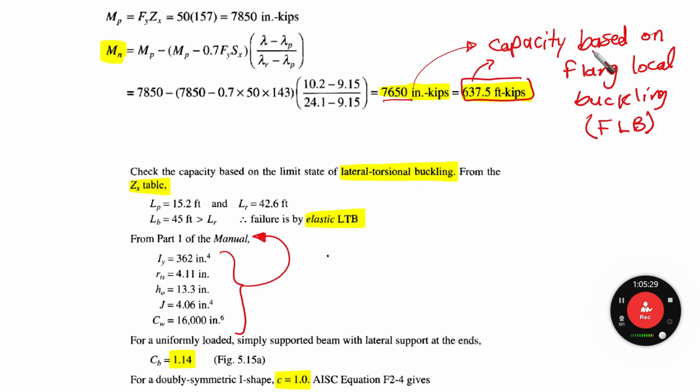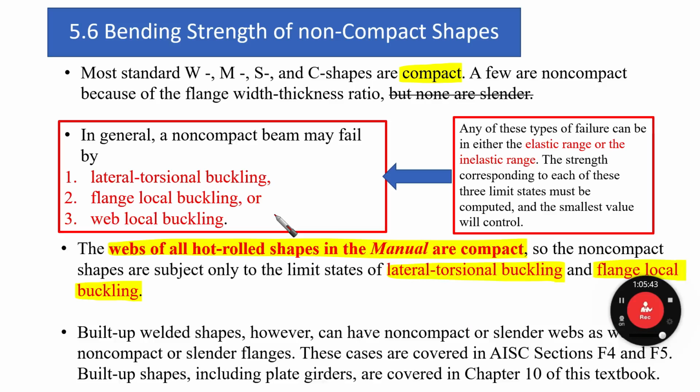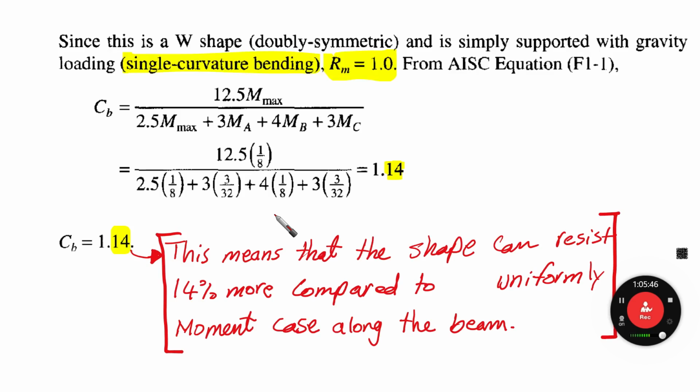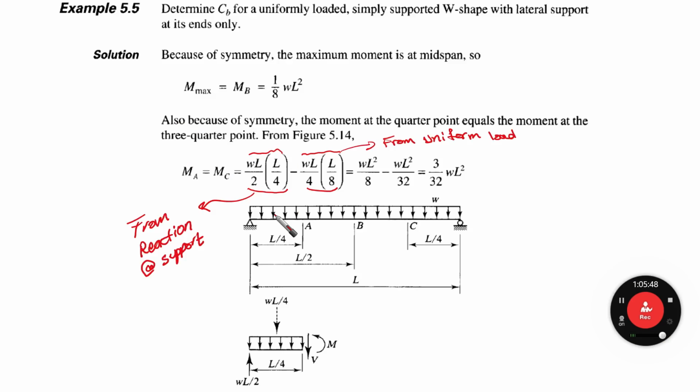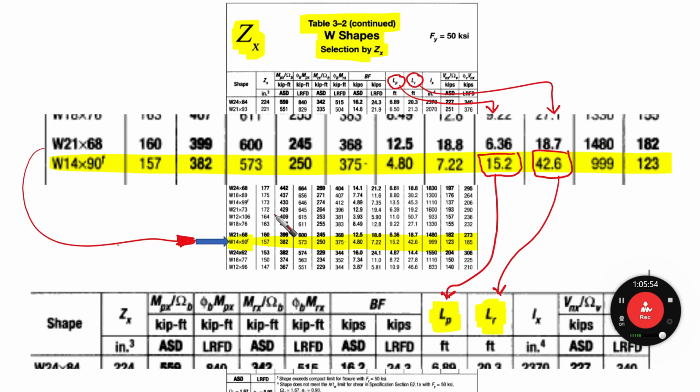Right, let's go back here. So we have LP 15.2, LR 42.6. If you remember, the equations for LP and LR were very long. We explained them before, I think in the previous video. Anyway, you know that it's very long and you need to calculate it, and it will take longer time for you. But if you use table 3-2, it's going to save you a lot of time.